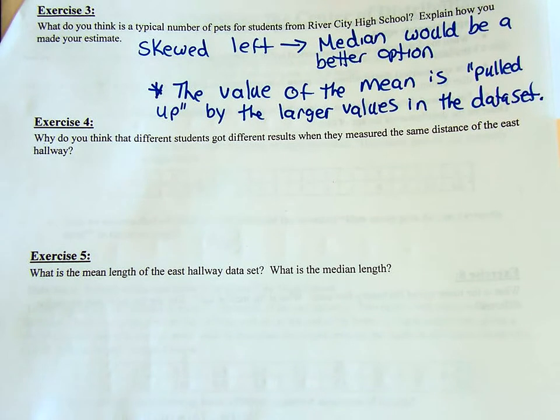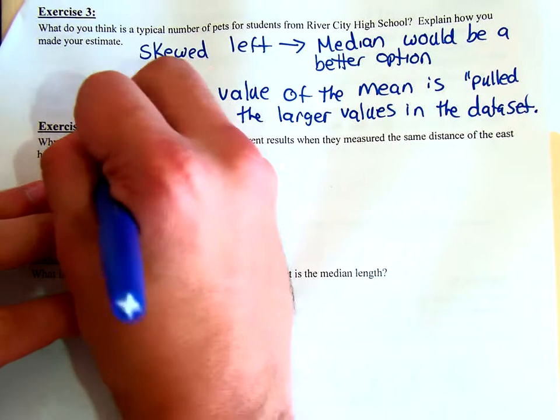Okay? And then exercise 4 says, why do you think that different students got different results when measuring the same distance in the hallway? Well, the first thing could be measurement errors.